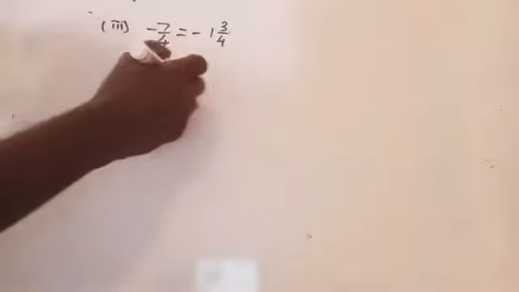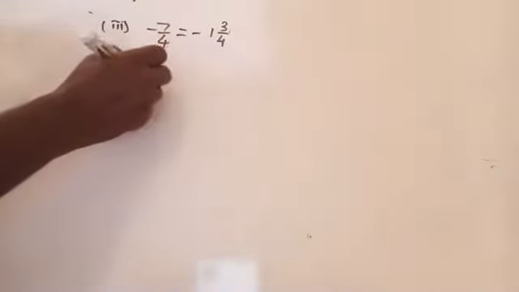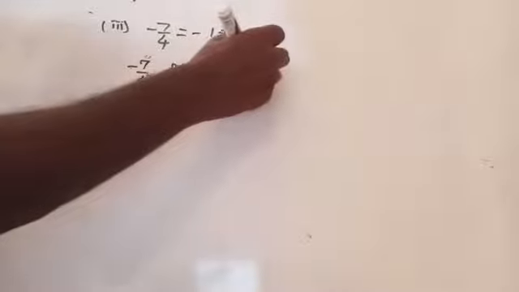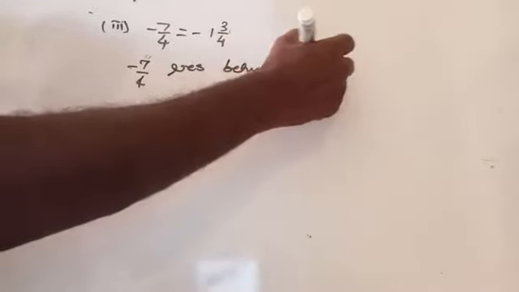Now you can conclude. Where does it lie? Minus 1 and minus 2. Minus 7 by 4. But because this is a whole number, right? Which one is a whole number? Minus 1. So minus 7 by 4 lies between minus 1 and minus 2.